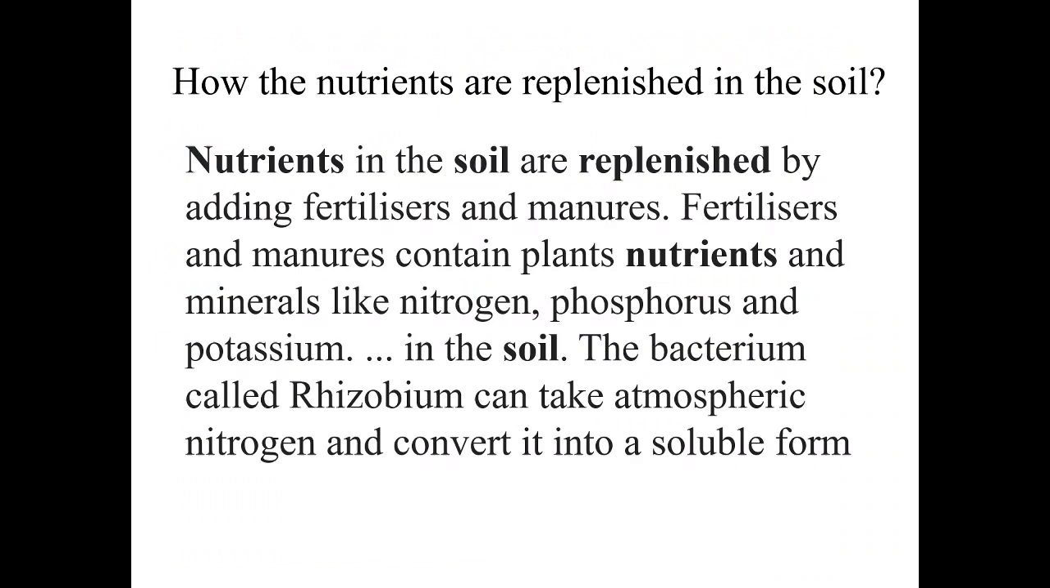Now, how do plants get nutrients? Plants get nutrients by the process of photosynthesis. During this photosynthesis, they get carbohydrates. What about the other minerals? The other minerals like nitrogen, phosphorus and potassium etc. they take from the soil only.